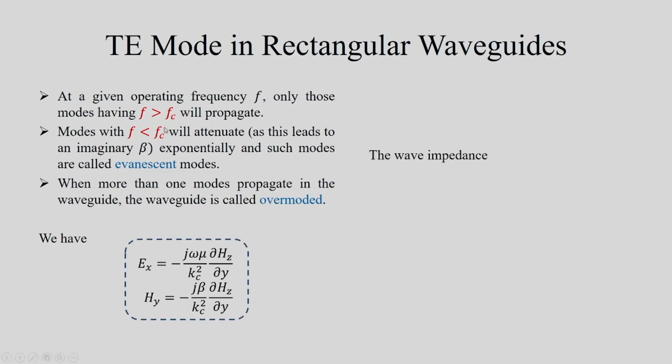So, we have the Ex and Hy components for the TE mode of propagation, which can be written in this form, and therefore the wave impedance ZTE, which is defined as Ex by Hy, becomes equal to k eta by beta, where eta is root mu by epsilon, the intrinsic impedance of the dielectric media, and also omega root mu epsilon is equal to k.